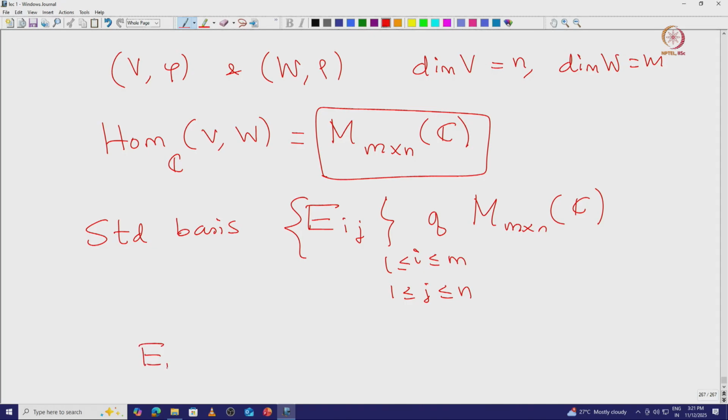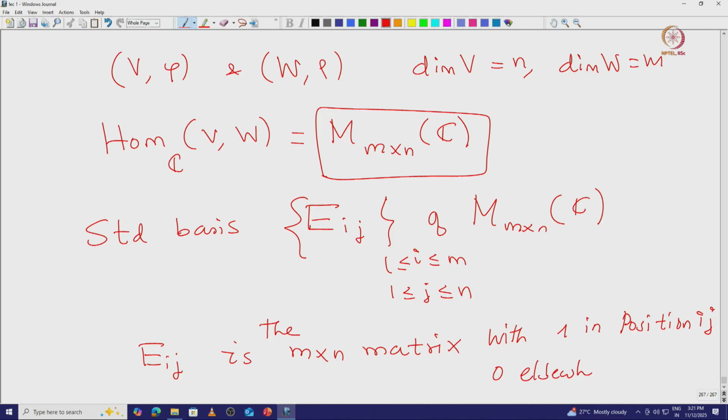So, what is this E_ij? This E_ij is the m by n matrix with 1 in position ij. So, the ij-th entry is 1 and 0 elsewhere. Okay. So, that is how the standard basis of the set of all m by n matrices is obtained.